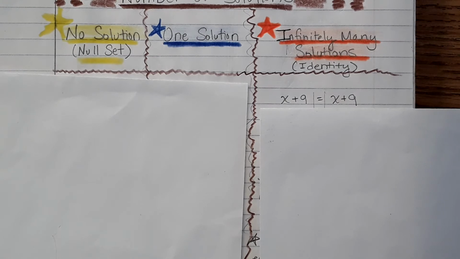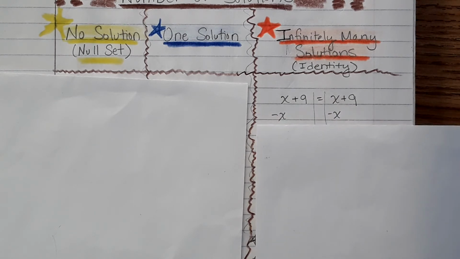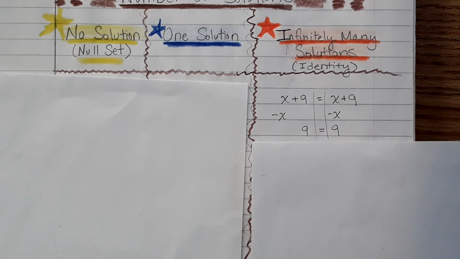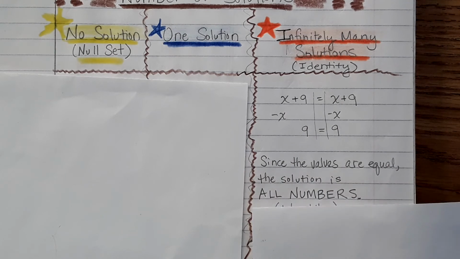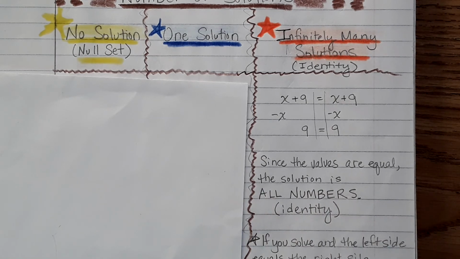Here again, I don't have to distribute. I can't combine like terms on the same side of the equal sign, but I can get the variable on one side by itself. I've got x on each side. It's a positive x. I'm going to get rid of it by subtracting x. Well, when I do that, all the variables go away and the left side equals the right side. This means that every single possibility, all numbers are solutions. This is identity, or infinitely many solutions.